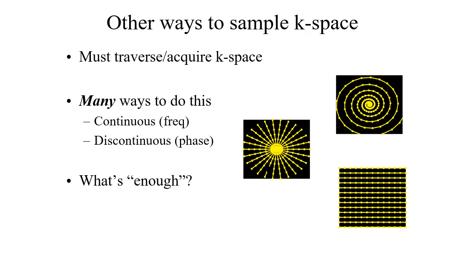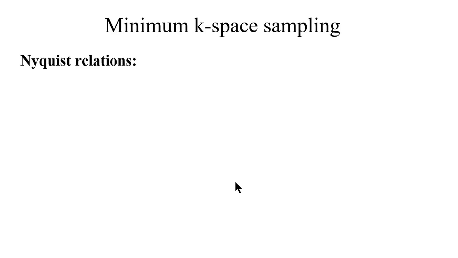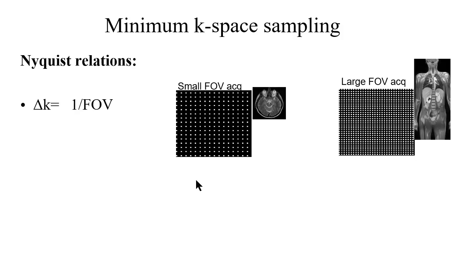But this meeting is a great showcase of all the different ways that people actually acquire K-space. But they all share one thing in common, which is that they need to acquire enough K-space. So we're going to talk a little bit about what that means. And of course, there are Nyquist relationships that tell you how much K-space you need to acquire. So the sampling between K-space points is related to the field of view. So this might be okay sampling for a small field of view, but if you want a larger field of view, you need to sample more densely.